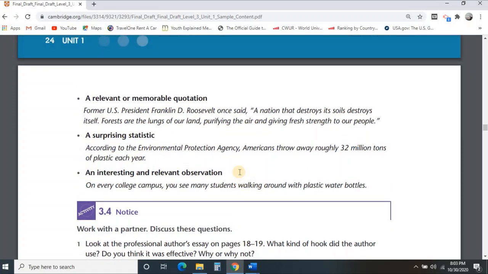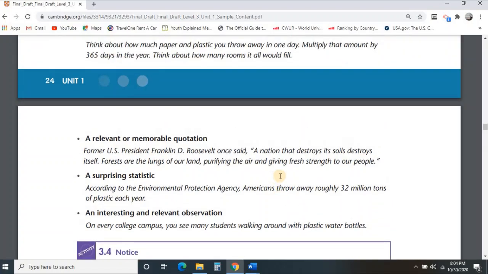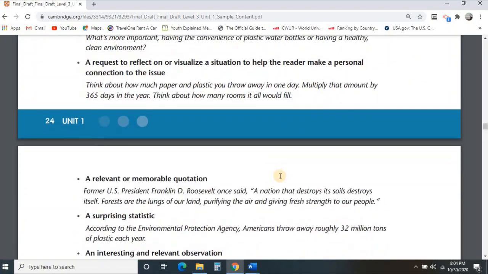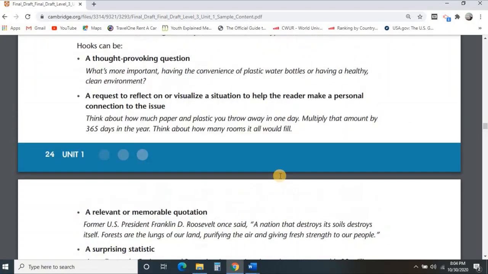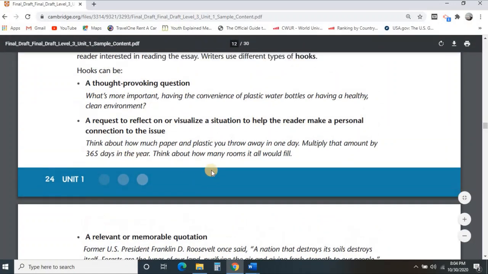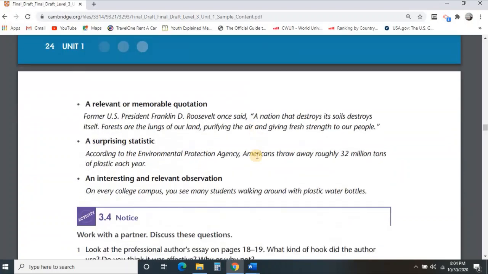Finally, a hook can also be an interesting and relevant observation. Example: on every college campus, you see many students walking around with plastic water bottles. This is an interesting and relevant observation. So these are four or five different types of hooks. You can choose one of these and make it the hook at the very beginning of your introduction.